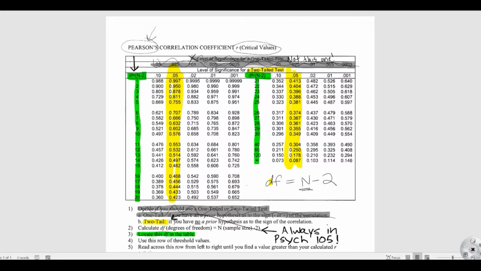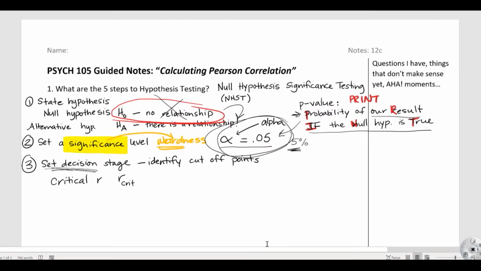So if we had 42 people in our sample, then our degrees of freedom is 40, and we would use this critical R value here. So it all depends on how many people are in your sample. So back to our notes. We want to identify our critical R value. So we know that when we get the R that goes with our data, is it beyond that or is it not beyond that? Right?